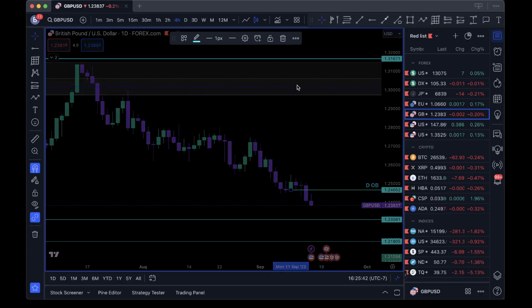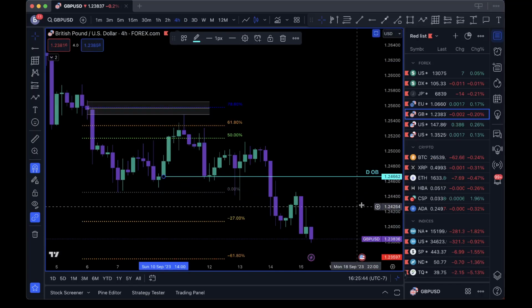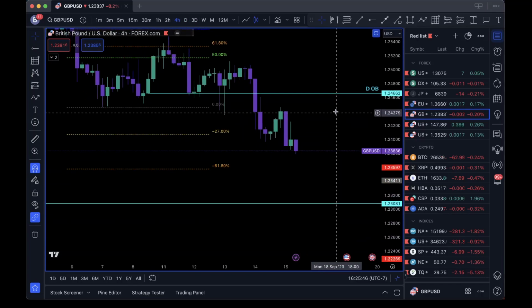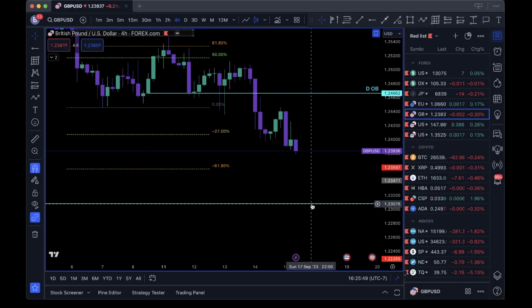Let's go down to our 4-hour. We already know that our target, right, for GU is going to be this guy right here. This is our next low. This is the liquidity that we're anticipating to get to.